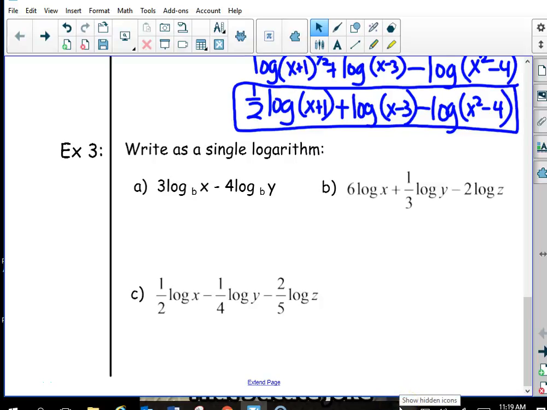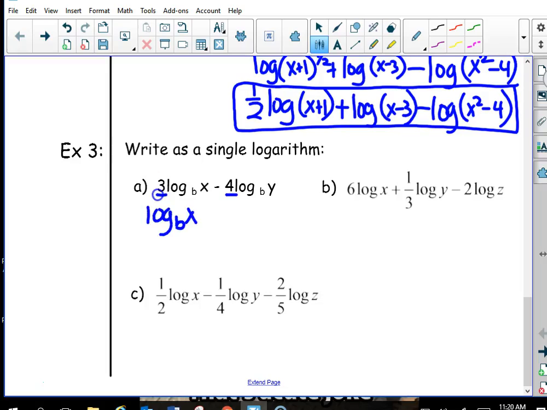Okay, so here we go the other direction. It's already expanded, and we're going to write it as a single logarithm. We're going to compress it. Any multiplier, we're going to turn into an exponent. So log base b of x to the third minus log base b of y to the fourth. And now I'm going to do the subtraction by making it division. Log base b of x to the third over y to the fourth.